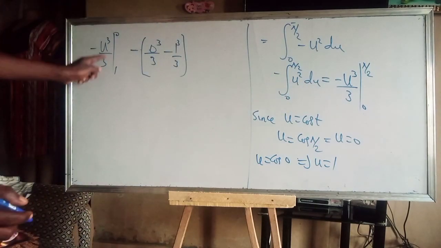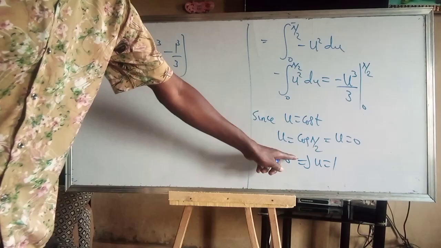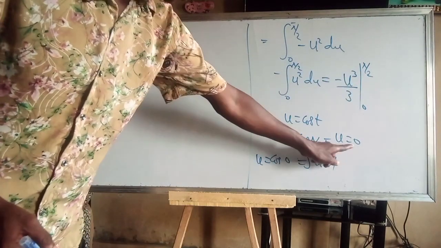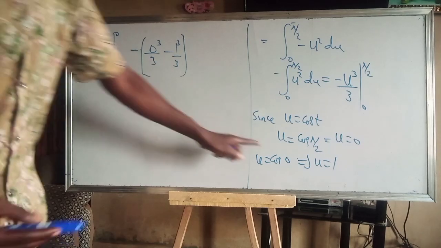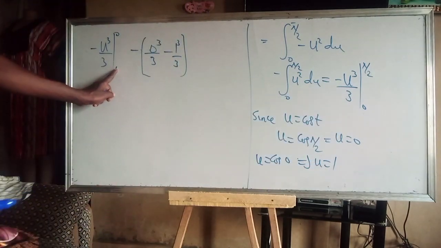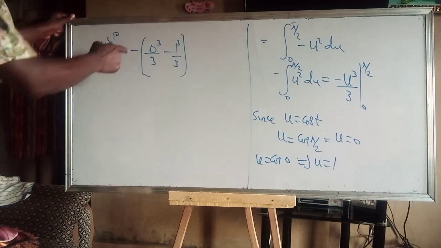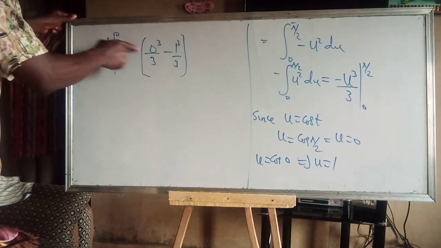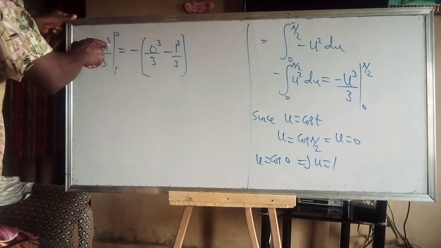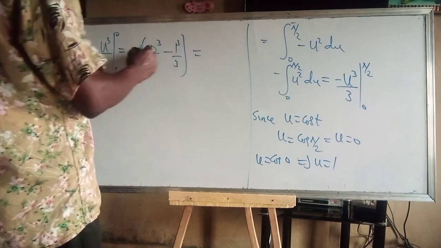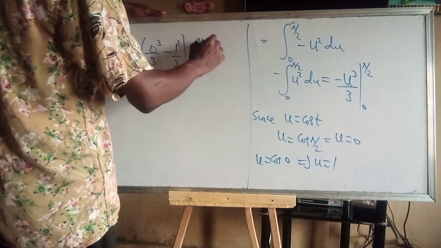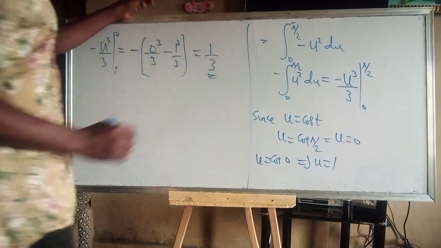So u cubed over 3, the first limit here, when we use pi over 2, we go to 0. That's why it is up here. When we use 0 as our t, we go to 1. That's why it is put here. So this is going to be equal to minus, 0 cubed all over 3, minus 1 cubed all over 3. So the whole of this is 0 minus that, minus times minus is plus. So everything here is 1 over 3.